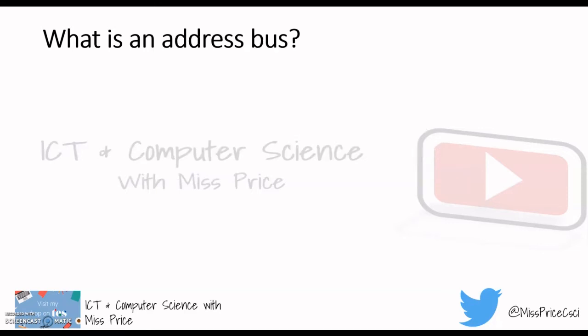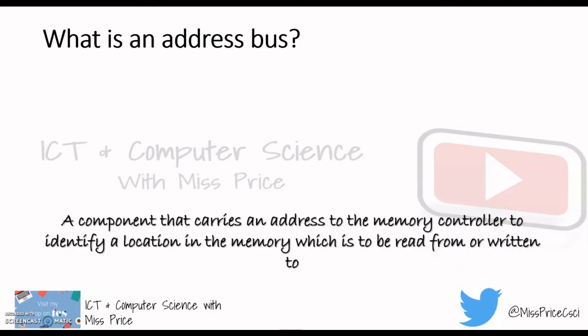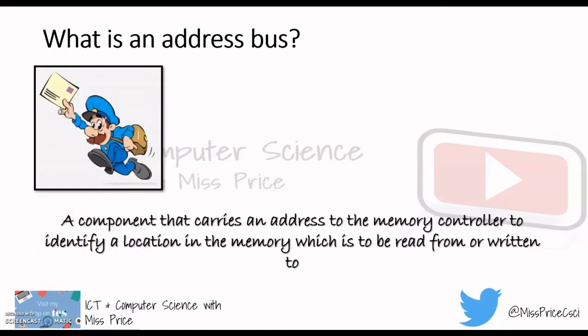So let's look at the address bus now. Now, the address bus, we could think of this as like a postman for the computer. So it's a component that carries an address to the memory controller to identify a location in the memory which needs to be read from or written to. So imagine like your postman. So for example, your postman will go to the depot, pick up your letter, read on your letter what it says, okay, the address, and deliver it to your house.